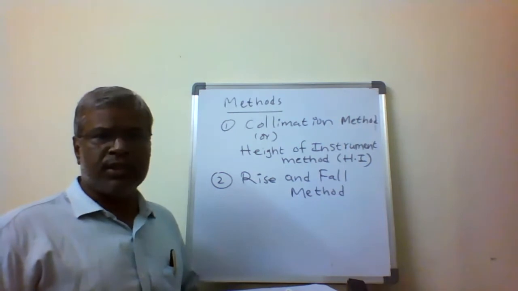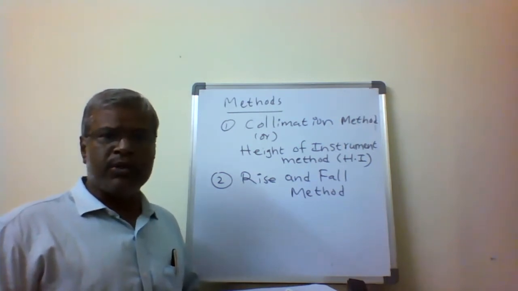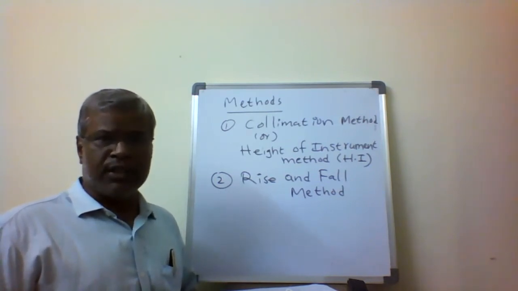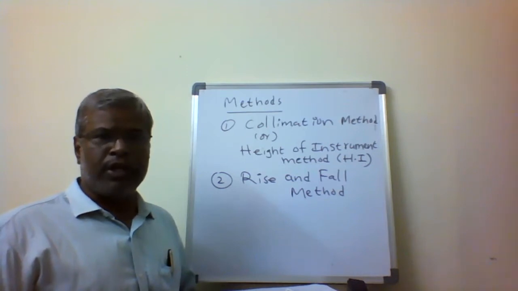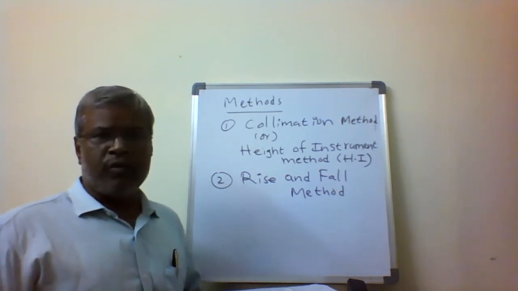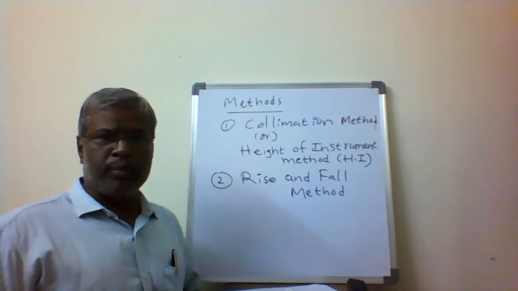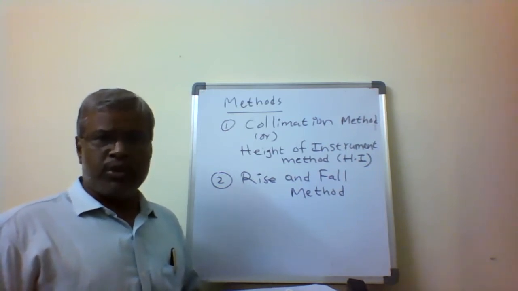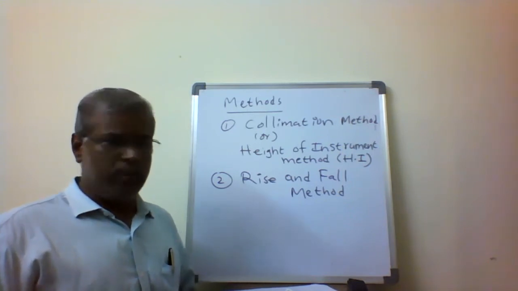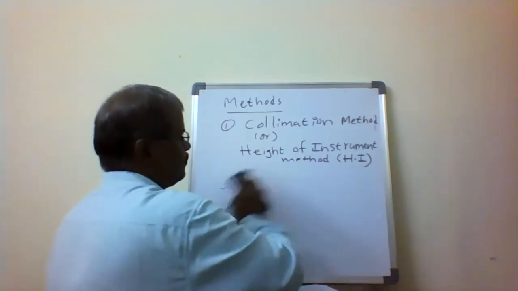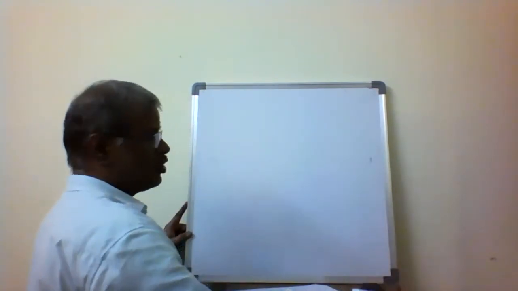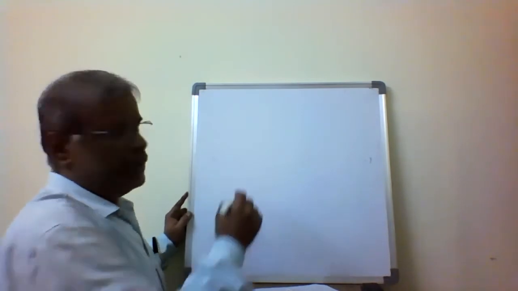These are the two methods we are going to use to reduce the levels, or to calculate the reduced level from the staff readings taken in the field. We convert them and find out the elevation of the point. What are the advantages and disadvantages of using the collimation method, or height of instrument method? Similarly, for the rise and fall method, what is the step-by-step procedure? Now we are going to discuss that. The first one is the height of instrument method.